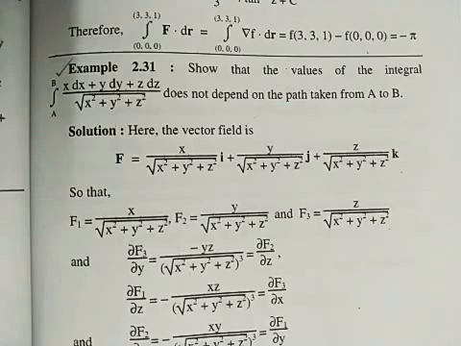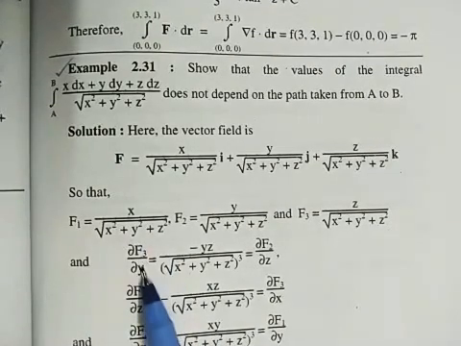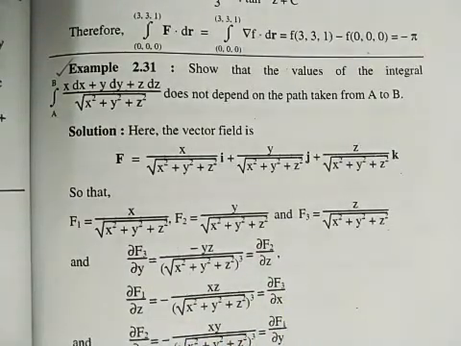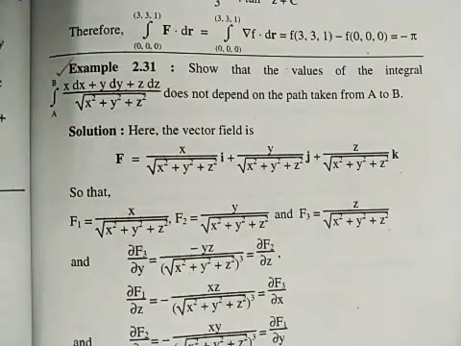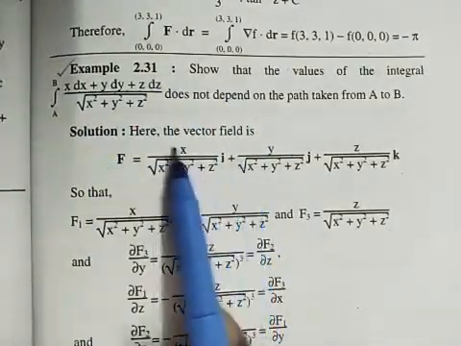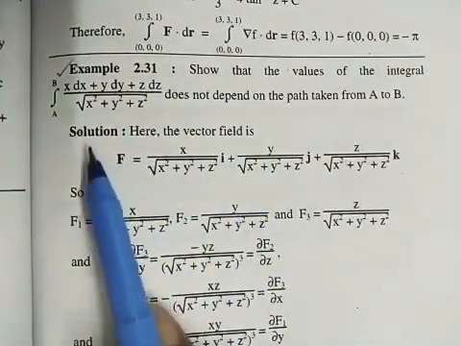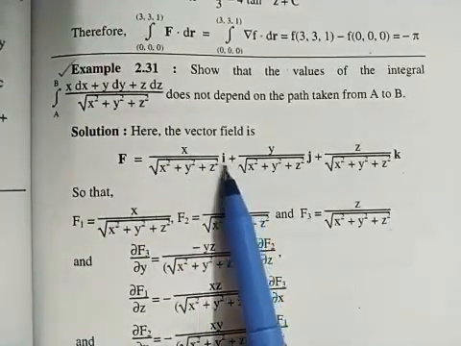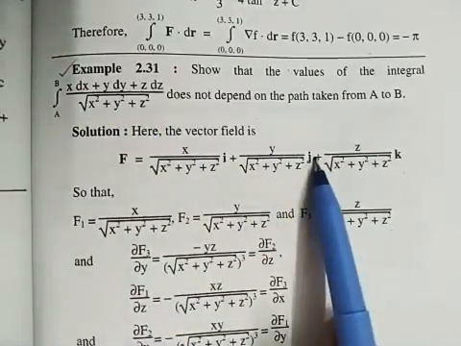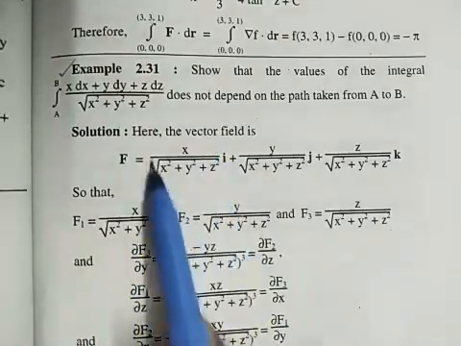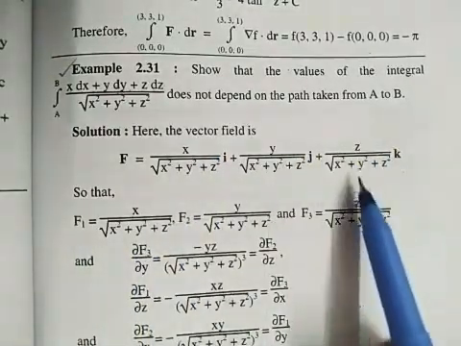So what are the conditions for that? We know that there are three conditions that we have to show, like the partial of F3 with respect to y is equal to the partial of F2 with respect to z. This means we can say that F is conservative, and then path independent. So from this integral, first we write the vector field F as x upon the square root of x squared plus y squared plus z squared i, plus y upon the square root of this j, plus z upon the square root of this value k. Therefore F1 is this value, this is F2, this is F3.